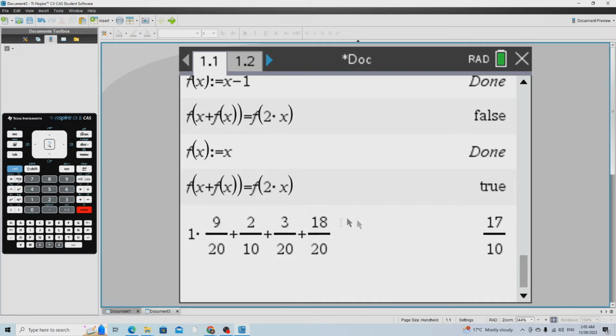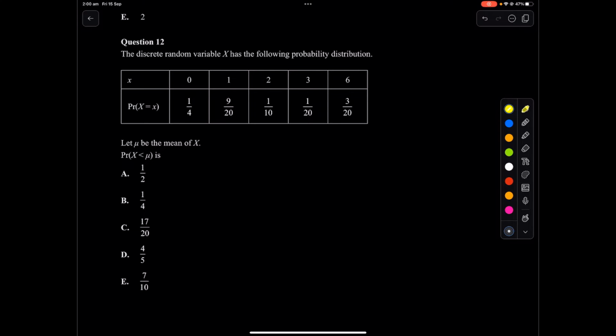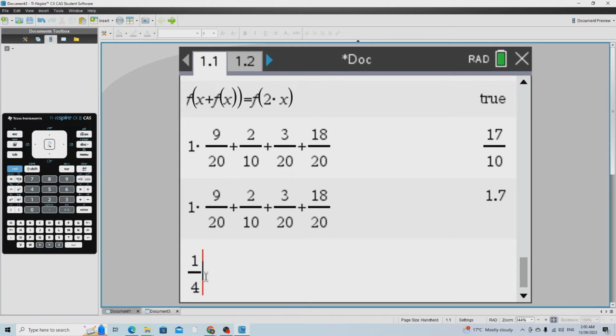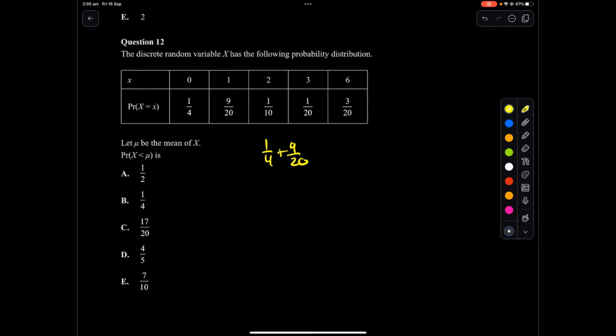Okay, so this over here is your mean. So let's control enter. What we're saying is, what is the probability that x is less than, let's say this is 2 to be exact, less than 2? Well, it's these two together, so it's just 1 over 4 plus 9 over 20. So what's 1 over 4 plus this? It's 7 over 10. So E is your answer.